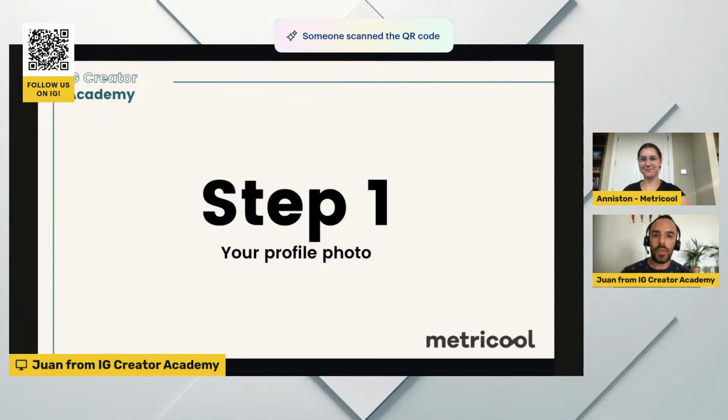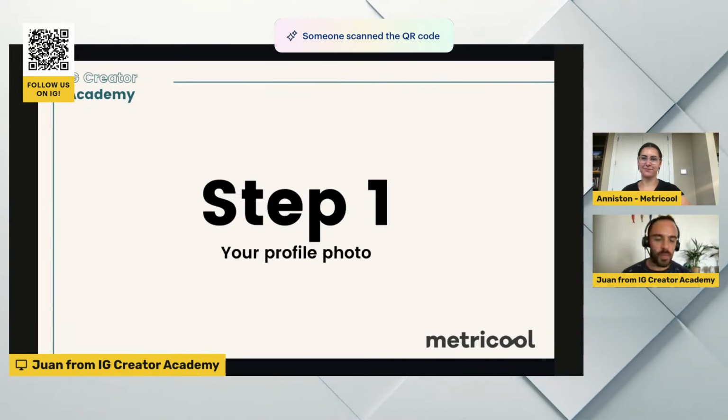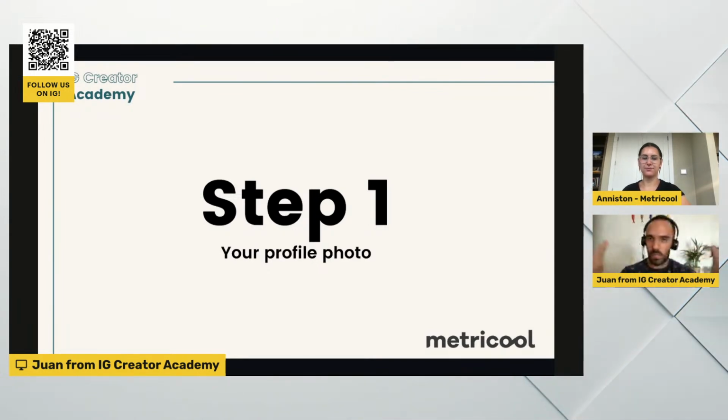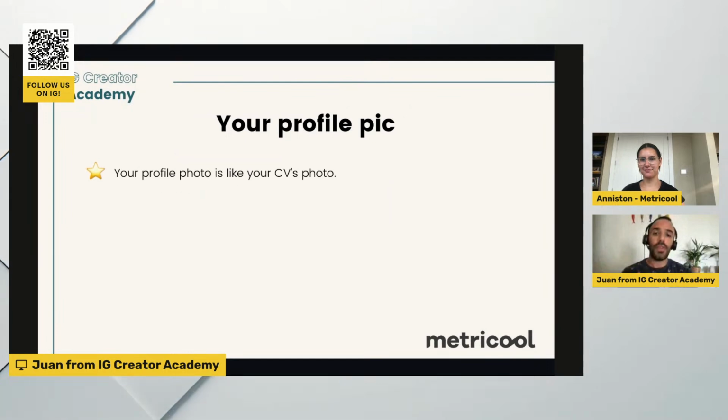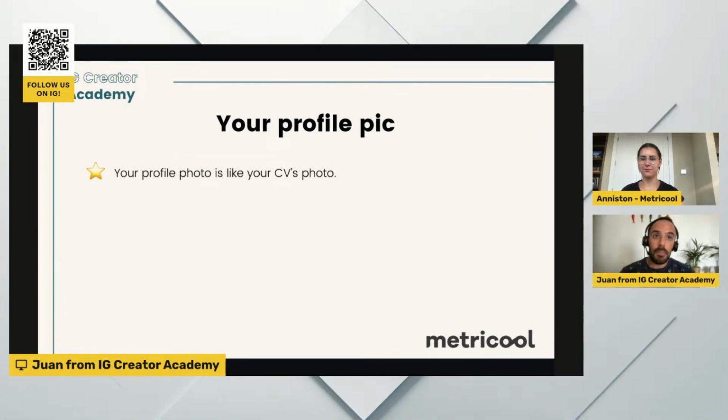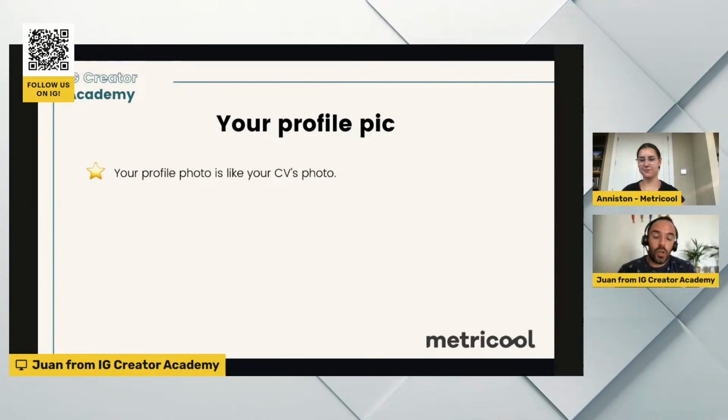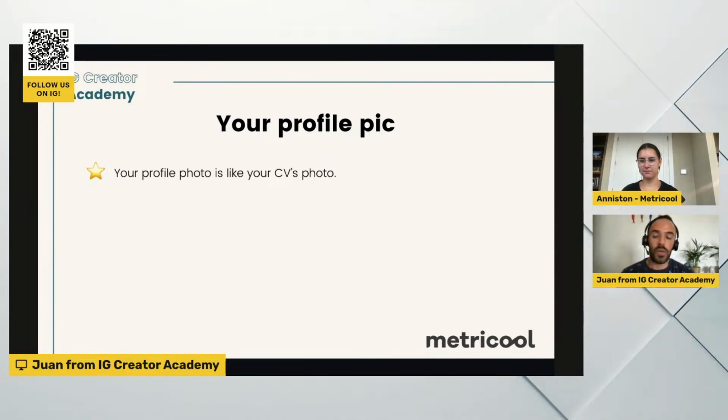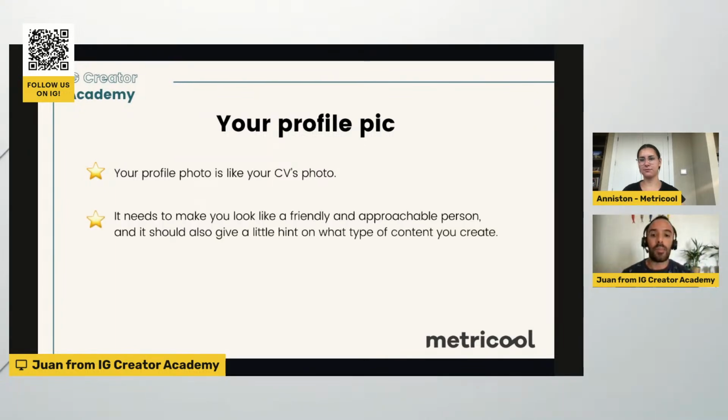All right. So, the first step to audit a profile is the profile photo. It's the first thing people look at when they find you and then when they go into your profile. So here are a few tips to improve your profile photo. Basically, your profile photo is like your profile's CV. It needs to be very clear and very friendly. It should make you look friendly and approachable if you're a personal brand, and it should also give a little hint of what type of content you create.